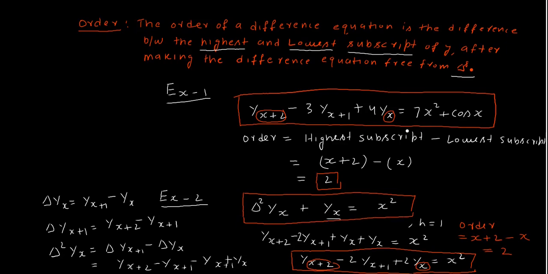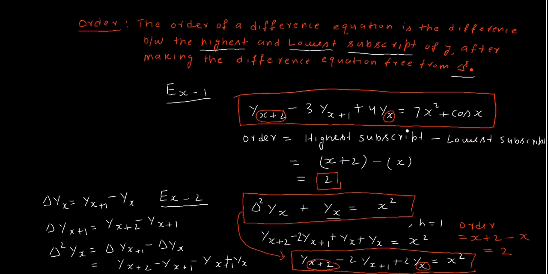You may also simplify this difference equation using the shift operator. That means you may convert from this form to the other directly, either using the definition of delta or using the relation of the shift operator. How do we convert this? The difference equation is delta square y(x) plus y(x) equals x square, as we have written here.